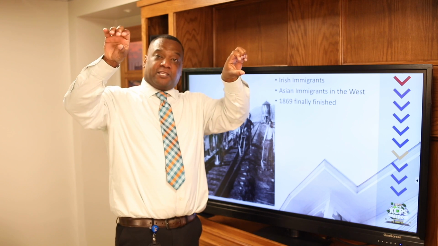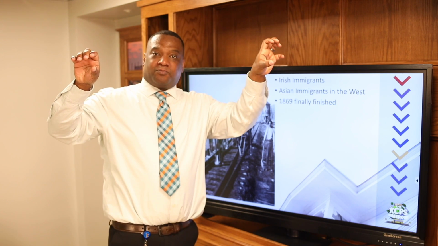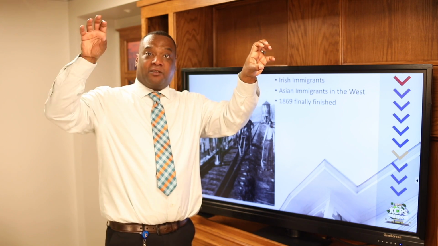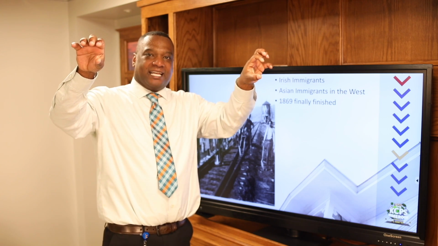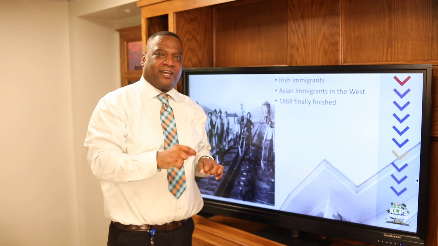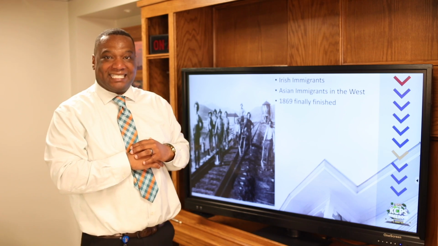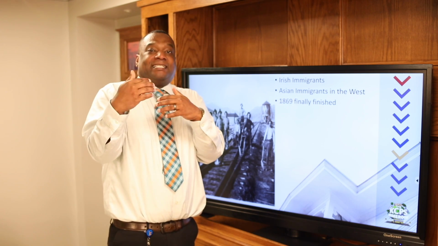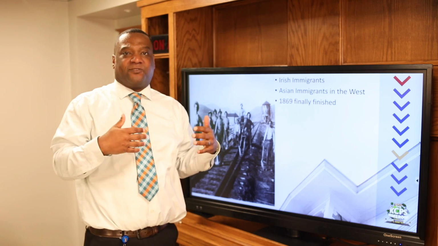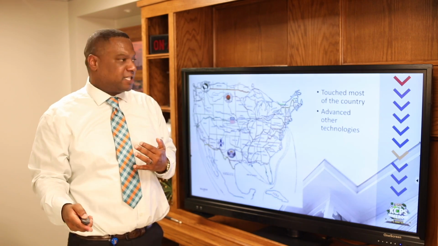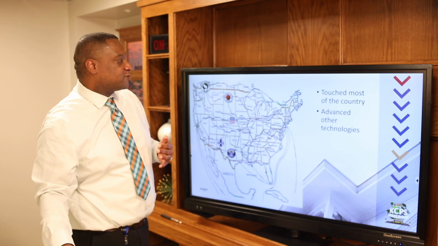So, we're going to talk about the Union Pacific. They have one part that started in Sacramento, California. One part started in Omaha, Nebraska. They met up in Utah, basically driving their final nail in. So, this railroad was finally finished in 1869. It was basically started in 1862. So, it took about 7 years to finally finish. So, let's look at these railroads.